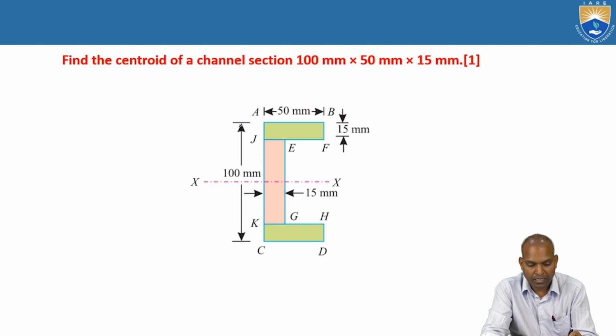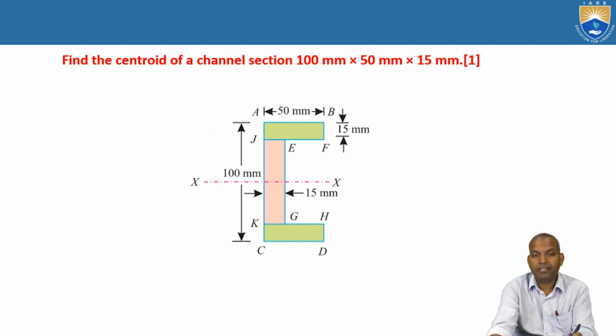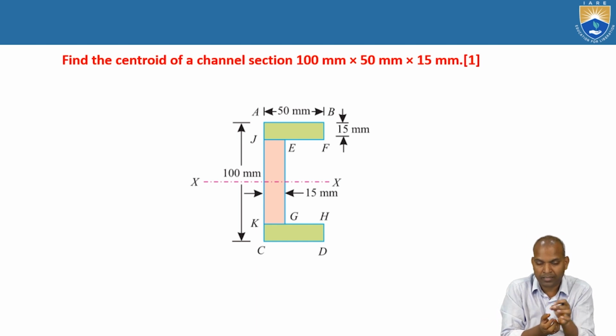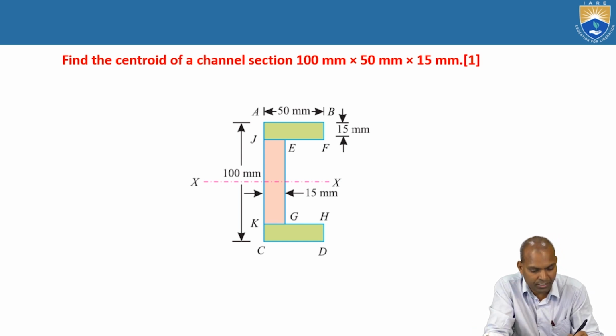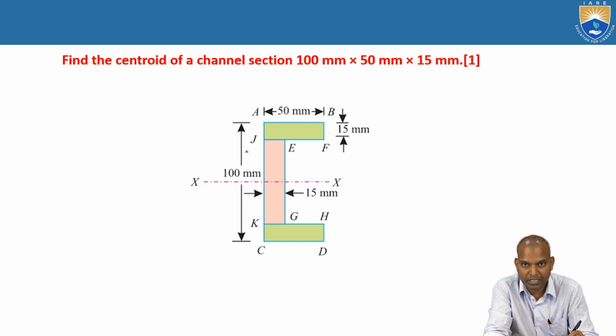So the 100 millimeters is the length, 50 millimeters is the breadth, and 15 millimeters is the thickness. Now here it is, 100 millimeters length. How many sections are joined here? Three rectangles are joined in different manner. Two rectangles are horizontal, another one is vertical. If you join them, it becomes a channel section. Section 1, section 2 and section 3.